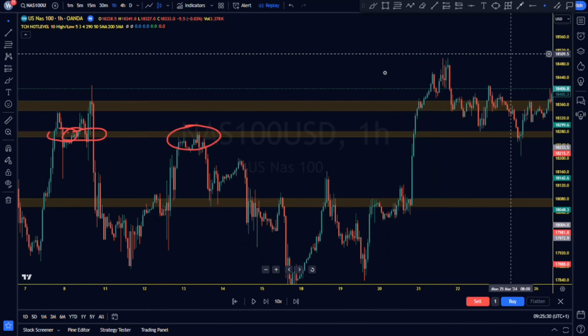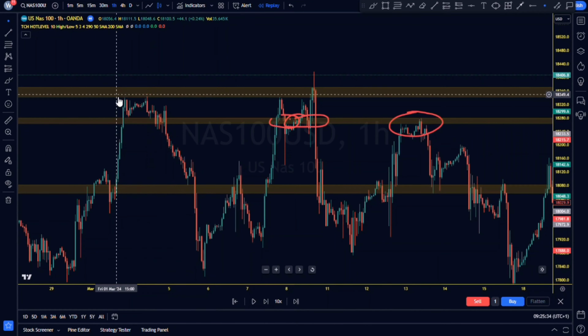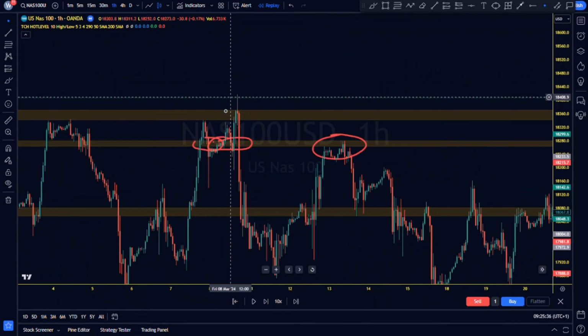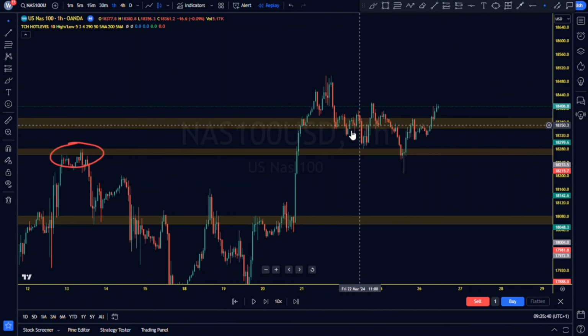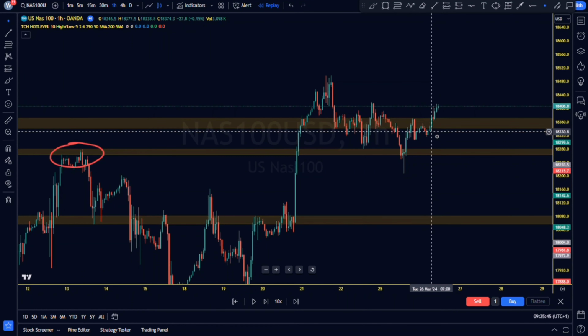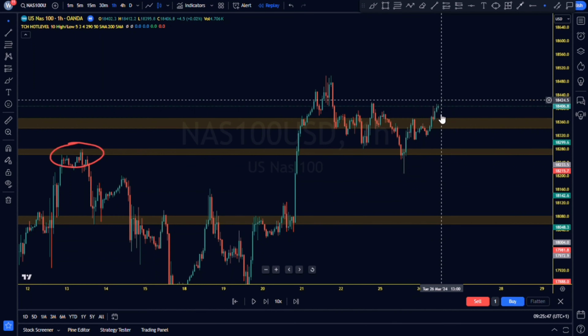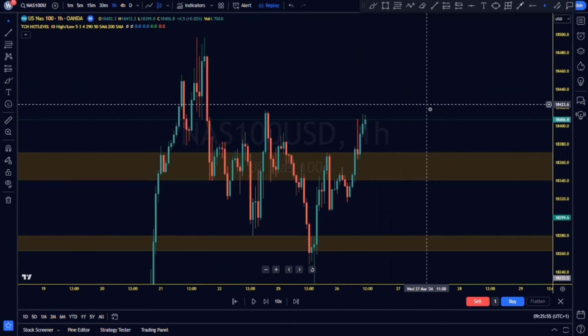Now let's check the back data to check that up. You can see we have a level right here, a level right here, and then recency, which is a level here, here, here, here, here, here. We have so many reasons that price is going to react to this point. I don't even need to talk about this, but let me give you guys this.